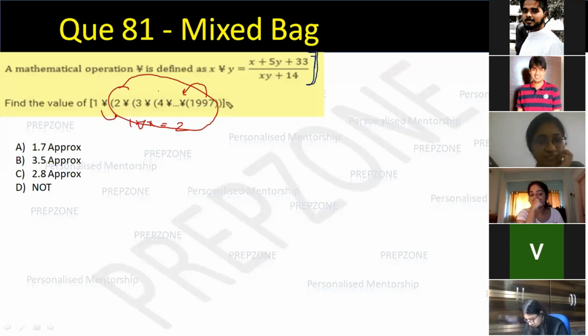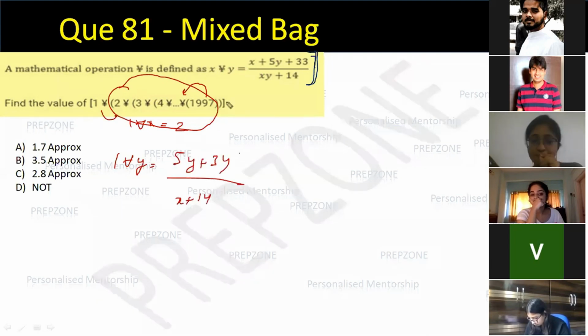So what I am saying is, I will start with say 1 gamma y. How do I do it? I will just put the value of x equals 1 here. So what comes out? 5y plus 34 upon y plus 14. Is it a constant? It's not a constant because it cannot be simplified, right? Which means it can't be 1 gamma something.